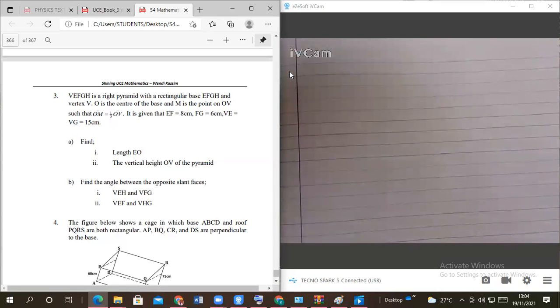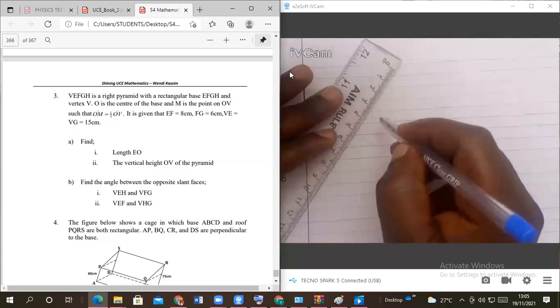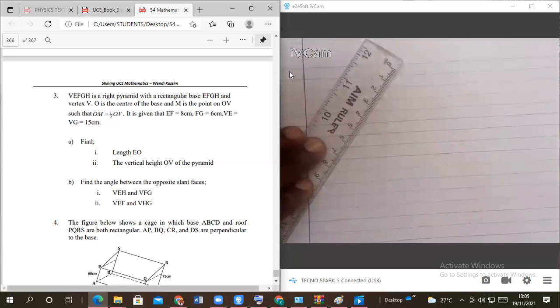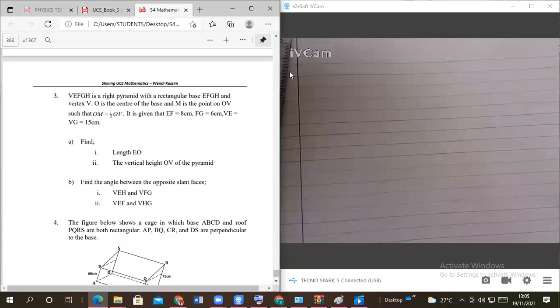Okay, we have 3 minutes left. So can you copy the question very fast? You have to draw the diagram first if you want to do that question. By ourselves? Yes.